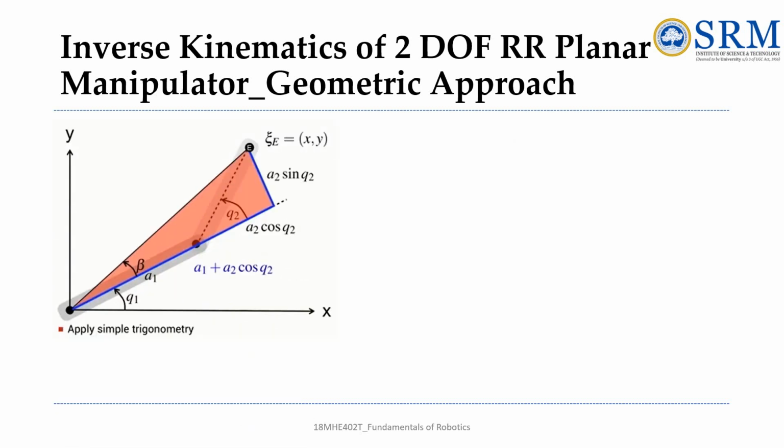Now considering both links, L1 and L2, that is A1 and A2, and simplifying again, with the angle as beta, everything by assumption and inspection, we get beta as tan inverse of A2 sin q2 by A1 plus A2 cos q2.